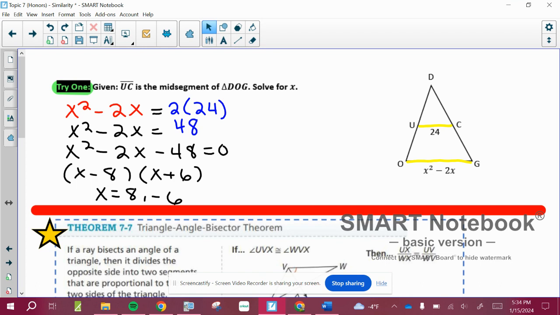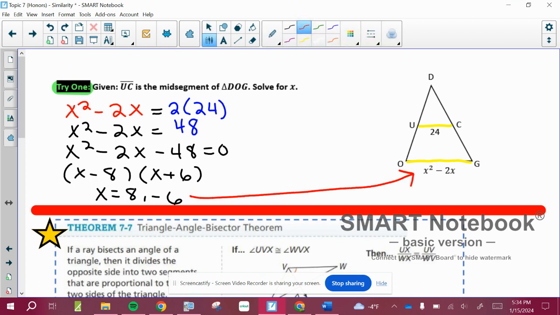Now, if you plug these answers in for x, both of them should work. Okay, you'd get 64 minus 16. That'll still be positive. This will give you 36 plus 12. So again, still both positive answers. So they both work. We would count them both as solutions.